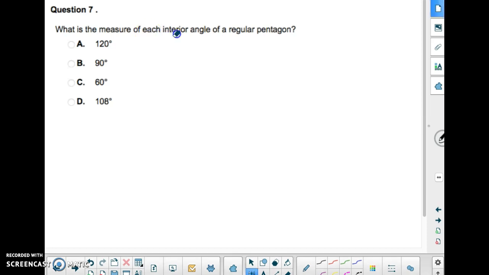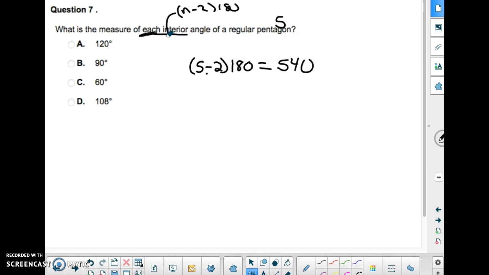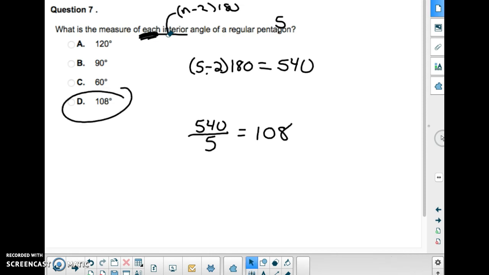The measure of each interior angle, so again that's n minus 2 times 180, of a regular pentagon. A pentagon has 5 sides. So if we use our formula, 5 minus 2 is 3. 3 times 180 is 540. But they say for each angle, so I'm going to take that 540 and divide it by my number of sides. So that would give me 108 degrees for each of those angles.